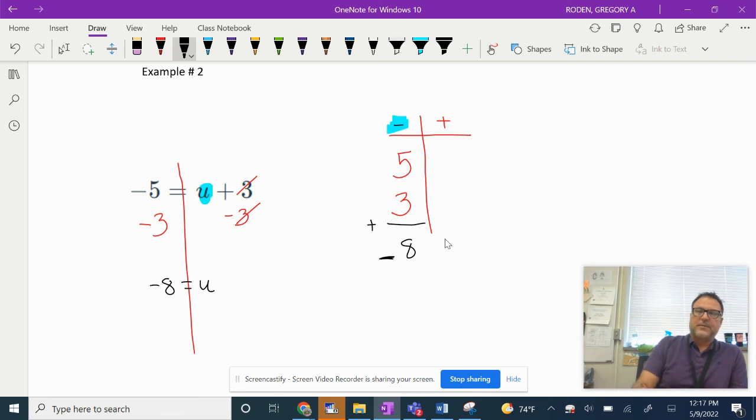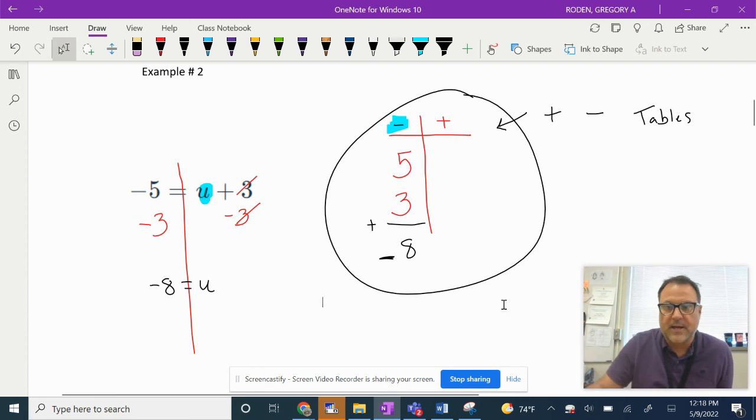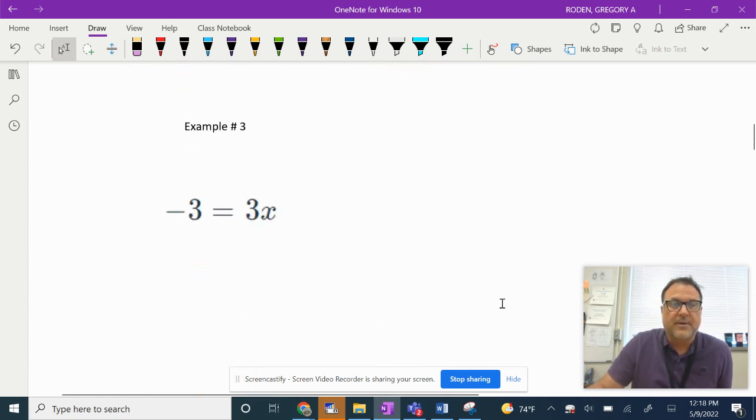Okay? So remember, we need to make sure we are putting these positive, negative tables or charts. Those are very important for us because this is where you're going to make your mistakes, guys. I understand that you guys know how to solve equations, but really I want to make sure that you understand your negative and positive rules and how to add negatives and positives, things like that. Okay, next example is number 3.